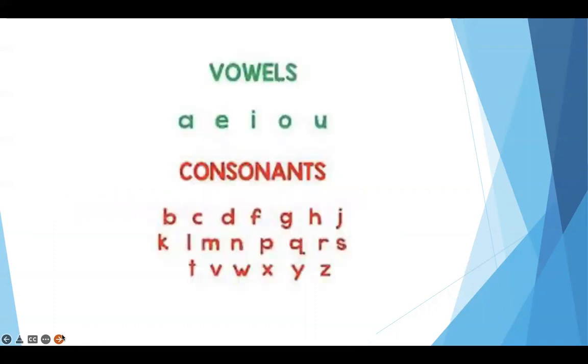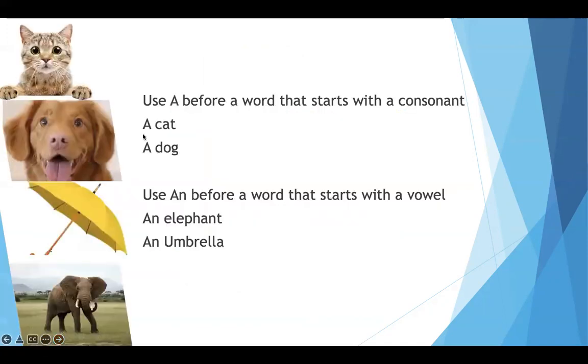Here's a review of what vowels and consonants are. In English, A, E, I, O, U are considered vowels, and the rest of the letters are consonants. You use a before a word that starts with a consonant, such as a cat or a dog, and use an before a word that starts with a vowel, such as an elephant and an umbrella.